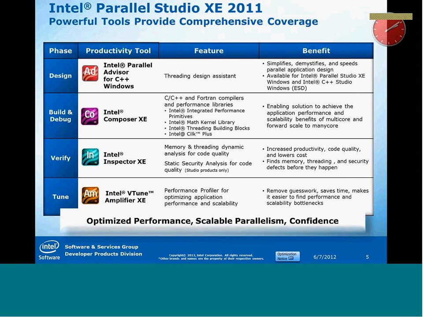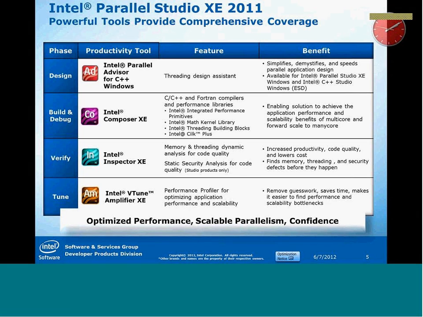The third component is, now that you have designed and introduced parallelism in your code, how do you verify that the threading you introduced is correct, or that there are no memory errors? Inspector XE is useful in finding memory and threading errors in your code. And the last component, which is also a very important component for QA purposes, for finding hotspots in your code, is the VTune Amplifier XE.